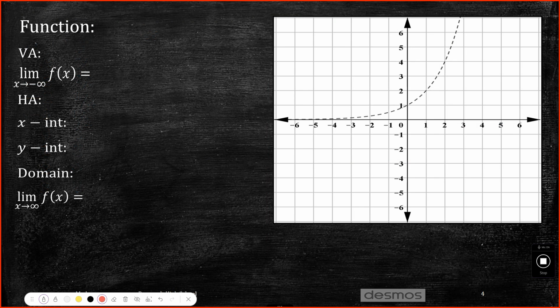So let's go ahead and copy that down, and we're gonna fill that out and figure out what is the name of the function. What is the vertical asymptote? What is the limit as x approaches negative infinity of the function? The horizontal asymptote, the x-intercept, y-intercept, domain, and what is the limit as x approaches infinity for the function?